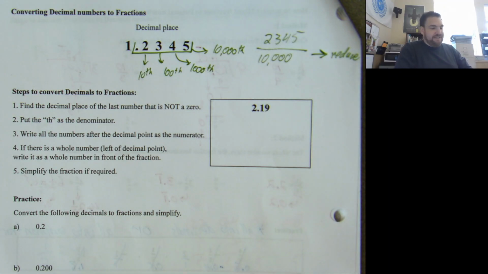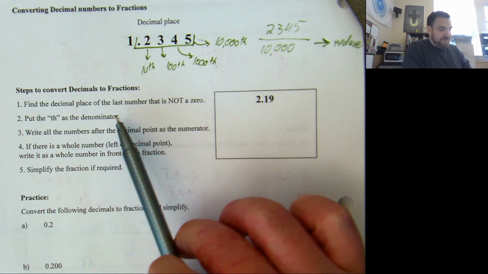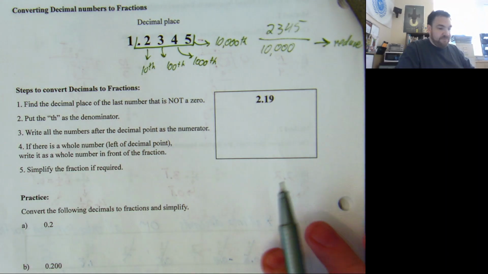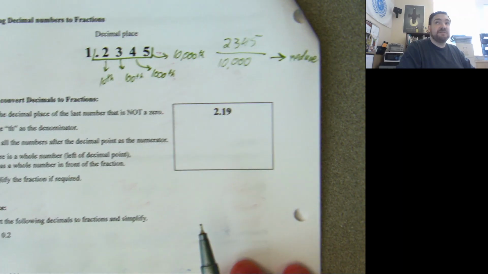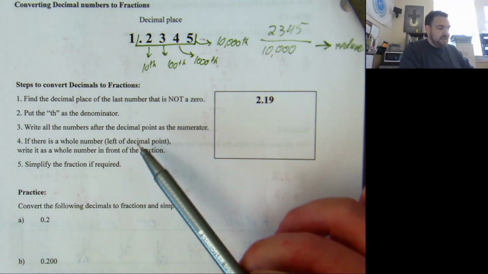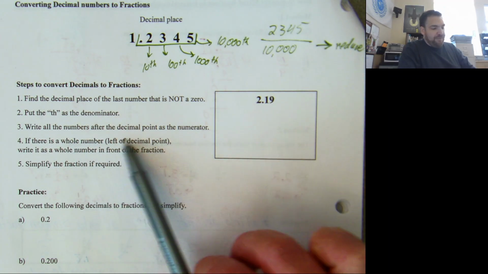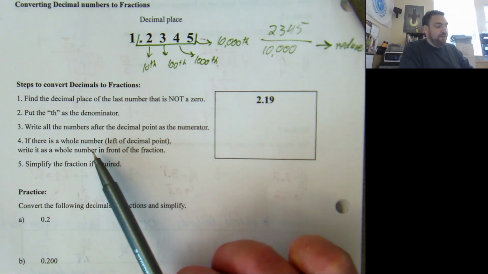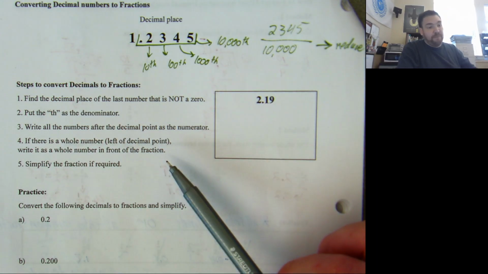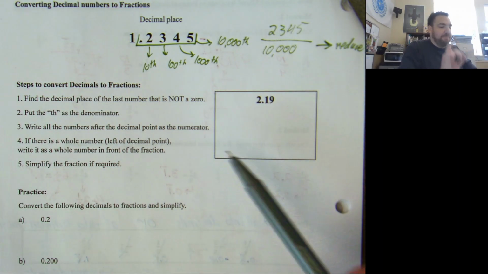So let's make our life a little bit easier and just do some simpler ones. The steps are listed for us right here. I want to find the decimal of the last number that is not a 0. Yes, Raven? What does that word say? Reduce? That word says reduce, yes. That's a good question. Put the denominator. Write all the numbers after the decimal point as the numerator. If there is a whole number, leave it as a whole number and make the thing improper. No, make the thing mixed. Improper comes later. Make it mixed.